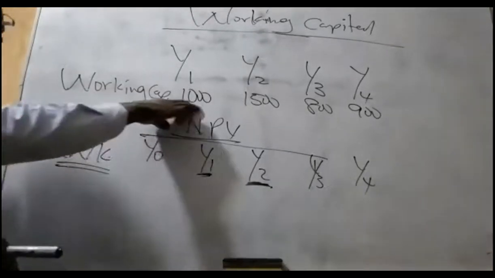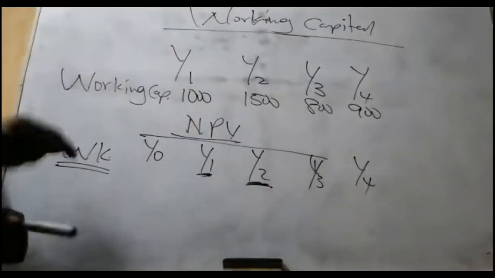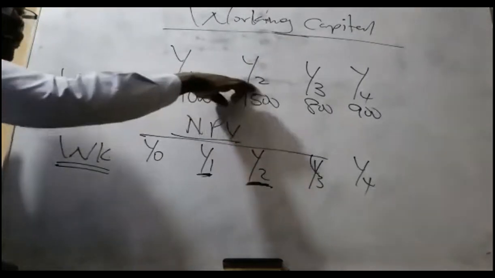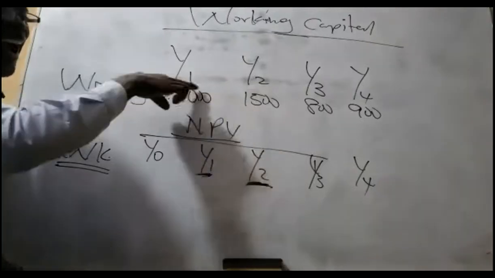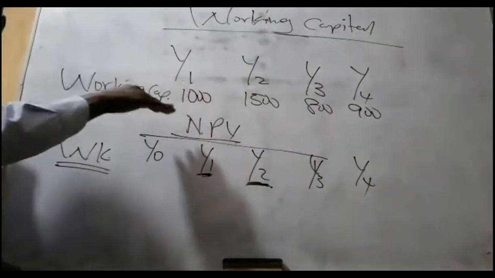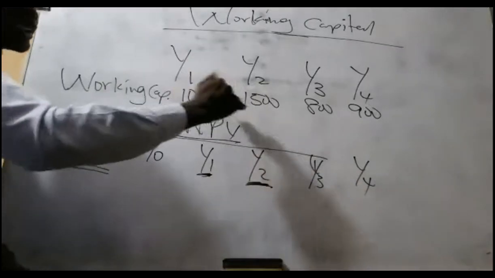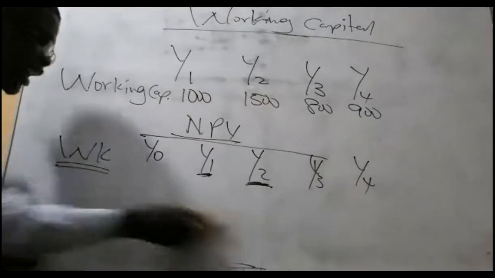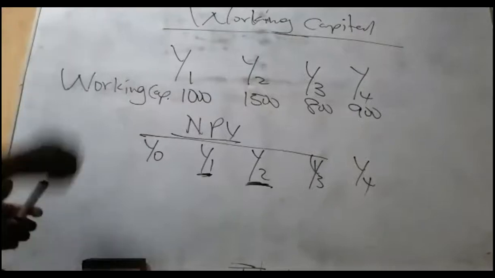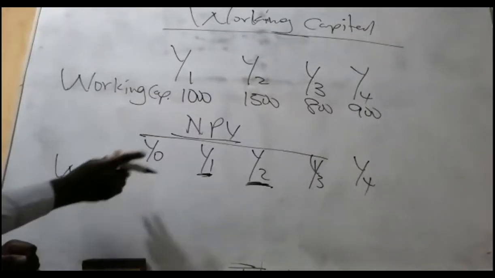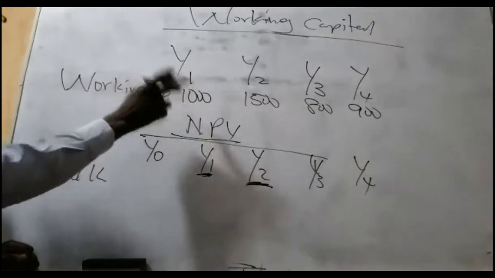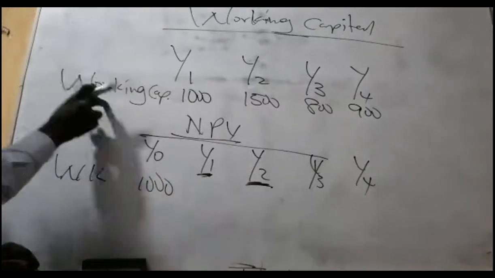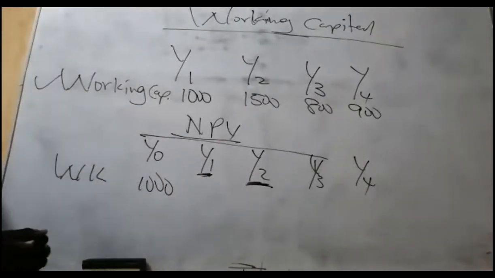So if I need 1,000 Ghana cedis 1 year from now, I have to make that 1,000 Ghana cedis available today. If I need 2,500 Ghana cedis at the end of year two, I have to make sure that at the end of year one, that money is there. That is the assumption. So in my NPV calculation, based on the first assumption, the working capital I have to provide for year one must be there in year zero. So I'll put it here. This is the NPV calculation, and these ones are your workings, which the examiner will give to you.